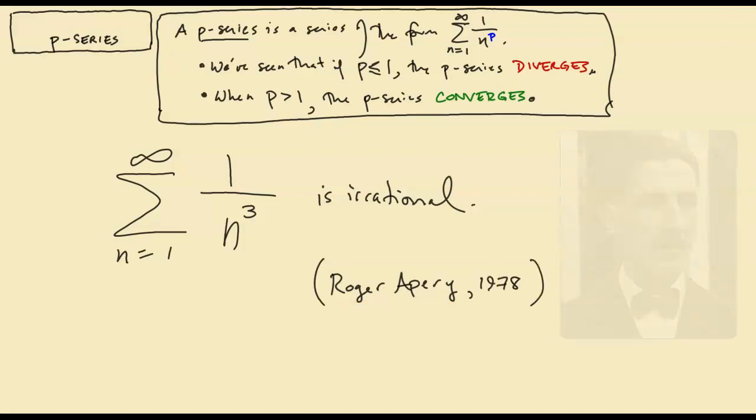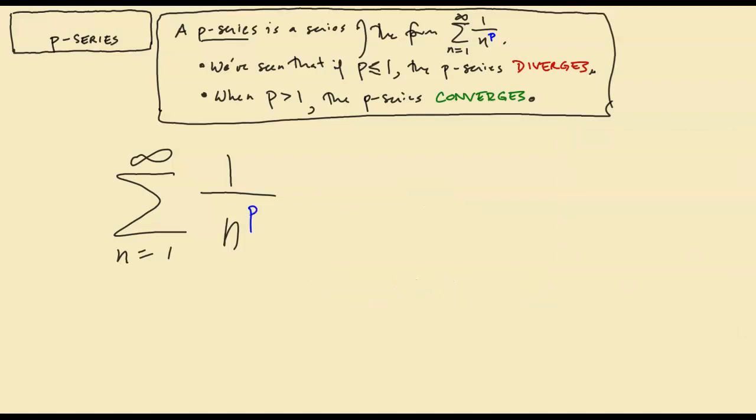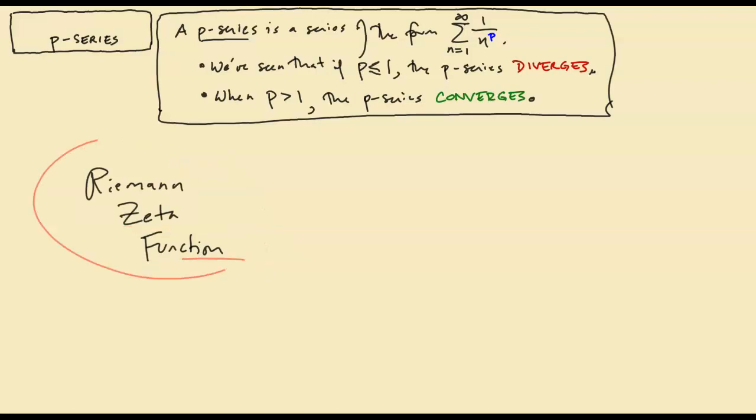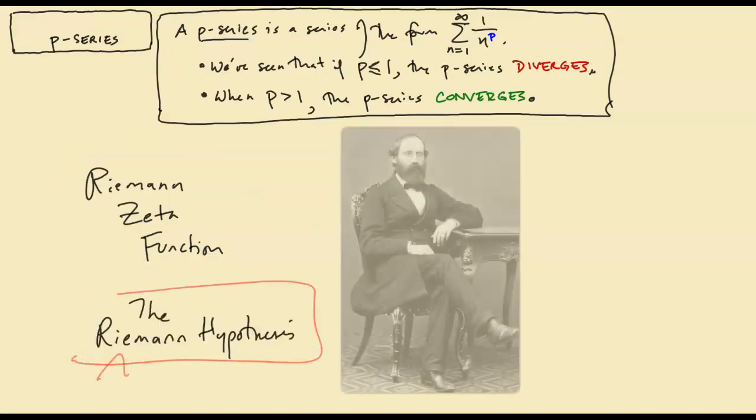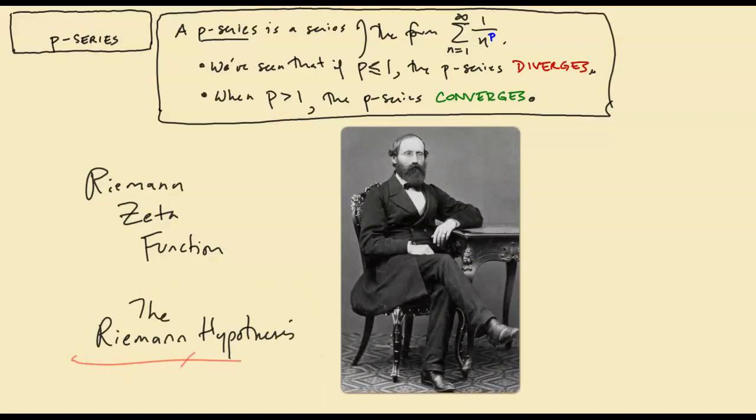There is actually much more to the story of p-series, especially if you let p be a complex number. And once you do that, you are on your way to something called the Riemann zeta function, which is connected to a very important unsolved problem in mathematics called the Riemann hypothesis. This goes back, of course, to Riemann in the mid-19th century. It remains unsolved today, and if you can solve it, there is a $1 million prize for doing so.